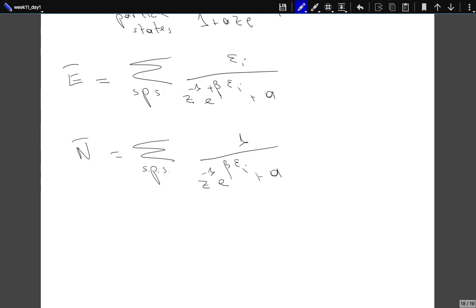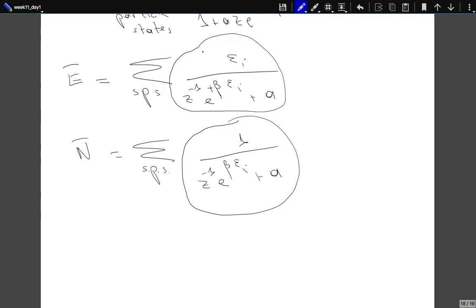Well, if you just look at that, as I said, this is the average number of particles in a single particle state. If I multiply the average number with the energy of that single particle state, I just obtain the average energy in that single particle state. If I sum over all single particle states the average energy in each one of them, I get the total average energy. So everything turns out to make sense.